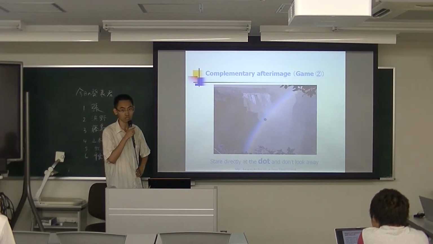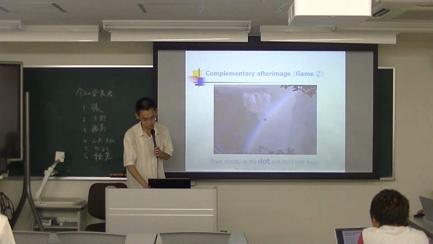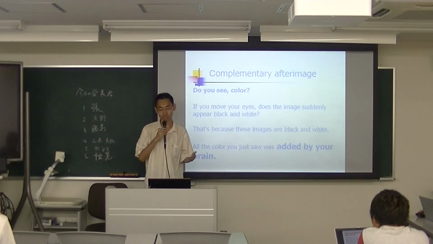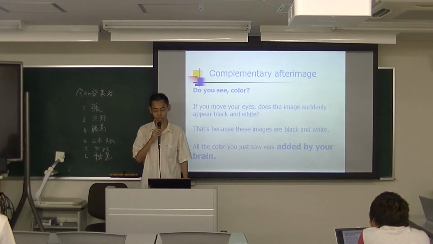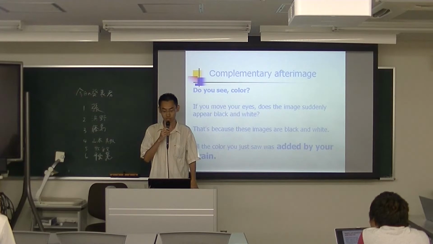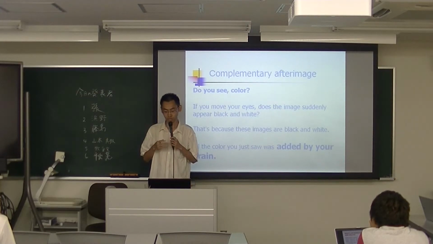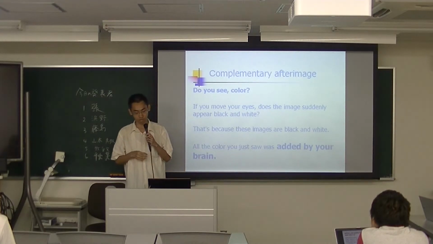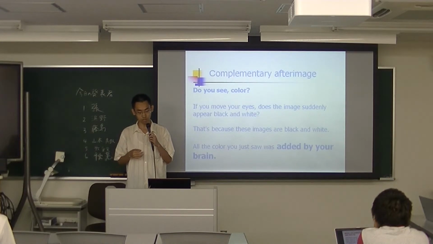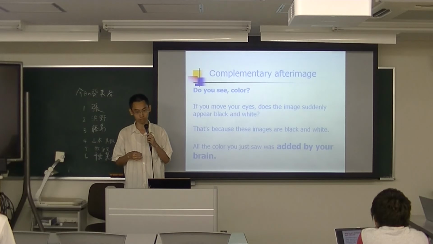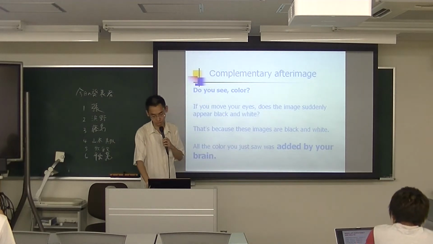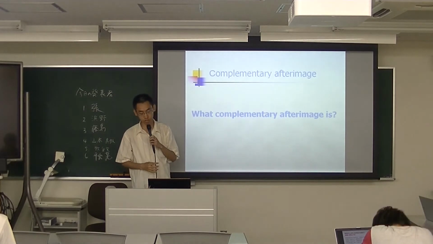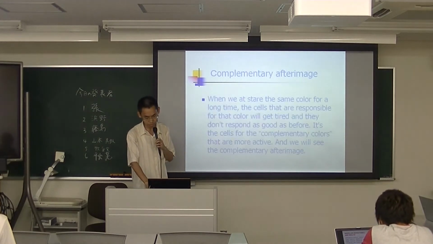Okay, do you see colors? Yes. And if you move your eyes, does the image suddenly appear black and white? That's because the picture is black and white, and all the color you just saw was added by your brain. This is the complementary afterimage. So what is a complementary afterimage?